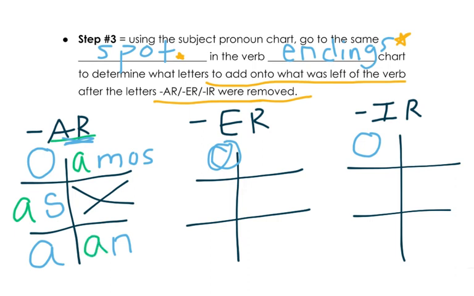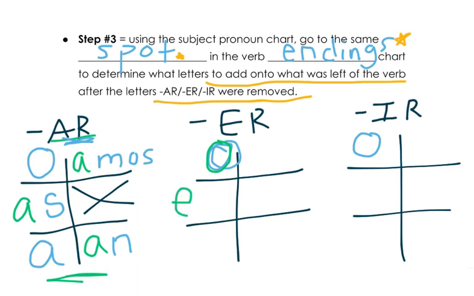Alright, so those are the endings, the verb endings for AR verbs. Let's move on to ER. ER is almost exactly the same as AR, but everywhere that we had an A in the AR verb chart, we're going to replace those A's with an E because now we're dealing with ER verbs. So we got an O for the yo or the I form.